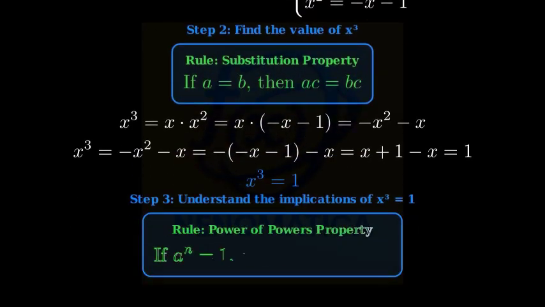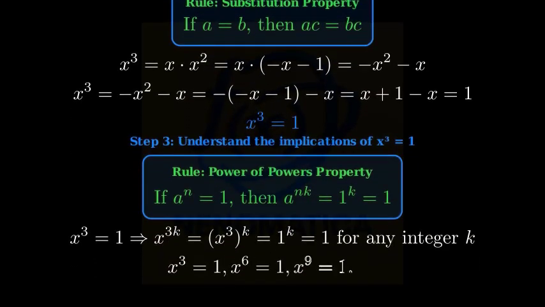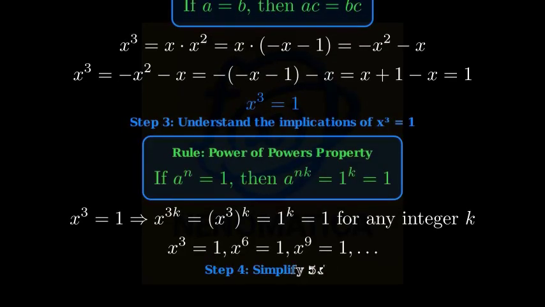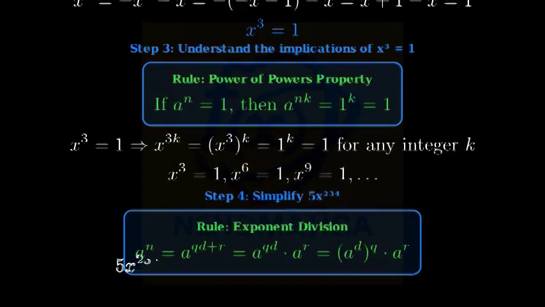This means that any power of x that is a multiple of 3 will equal 1. For example, x to the power 3 equals 1. X to the power 6 equals 1, and so on, because x to the power 3k equals 1 to the power k, which equals 1. Now, let's start simplifying our target expression, 5x to the power 234 minus x to the power 99. We need to rewrite these powers in terms of x cubed.